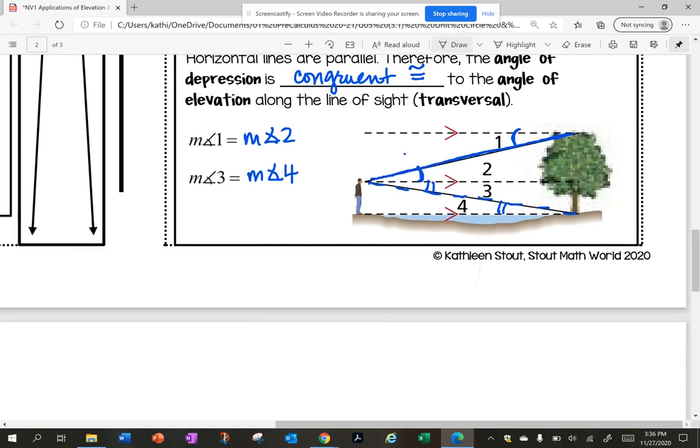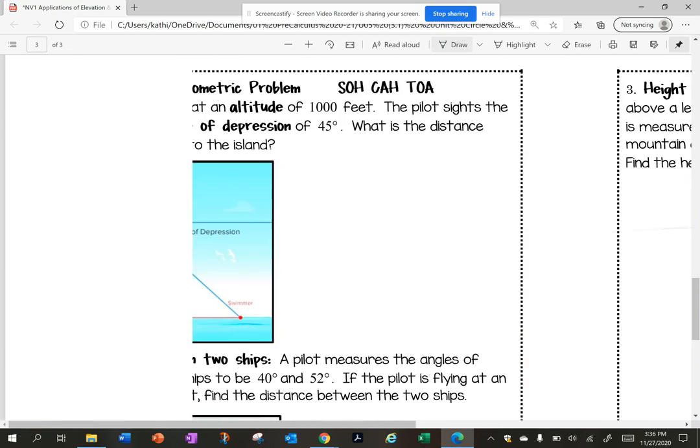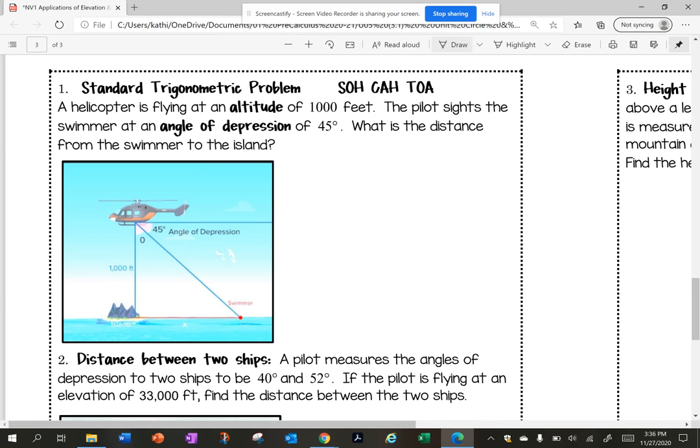All right, so let's go into some problems here. Here's a standard trig problem from geometry. A helicopter is flying at an altitude of 1,000 feet. The pilot sights the swimmer at an angle of depression of 45 degrees. What is the distance from the swimmer to the island? So my right triangle does not have the angle. I do know that the angle of depression along that same line of sight is equal to the angle of elevation. So I know this angle is 45 degrees.